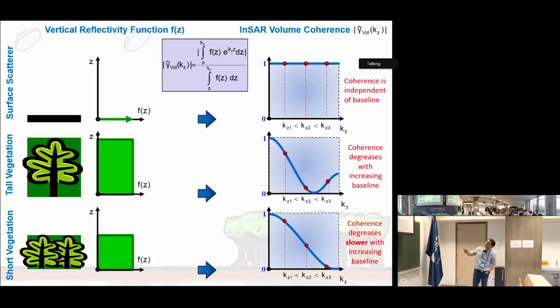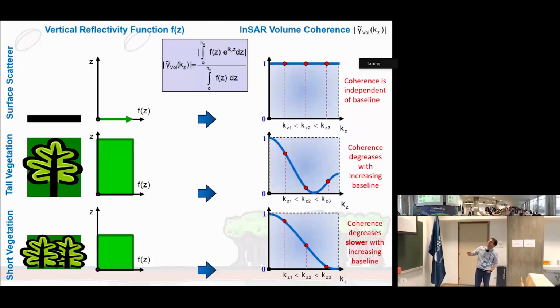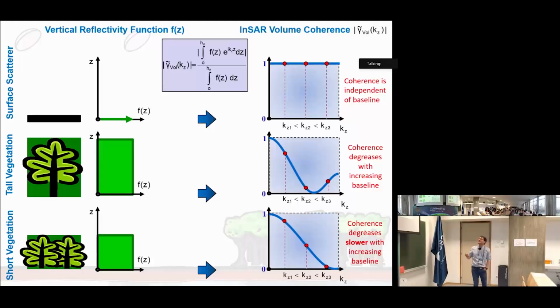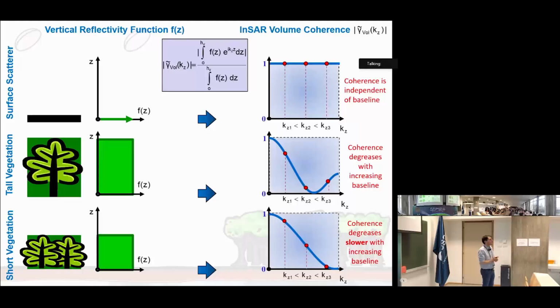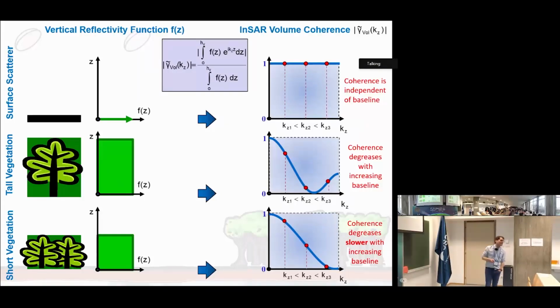You measure the coherence, and if your coherence is equal to 1, then maybe you are on a surface. But if your coherence starts to decrease, then this means that you have a volume. So this volume has a certain height. Now, of course, to be able to associate this coherence that you measure to a height, you need to know this behavior here.